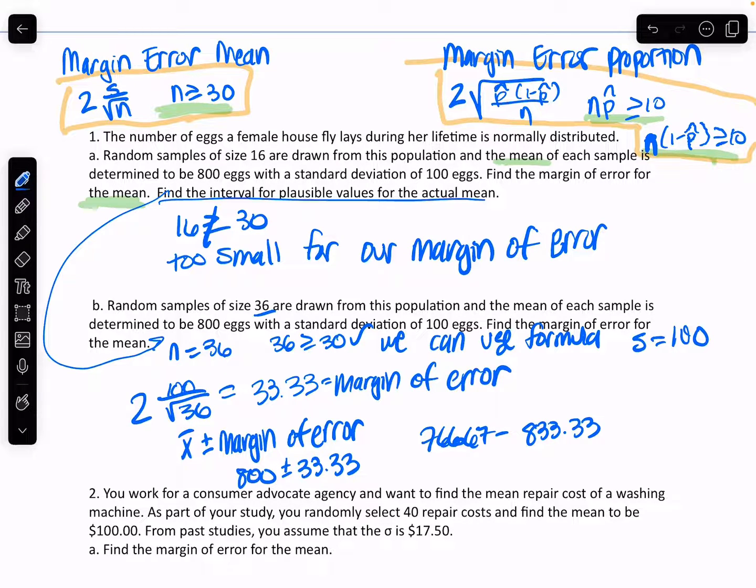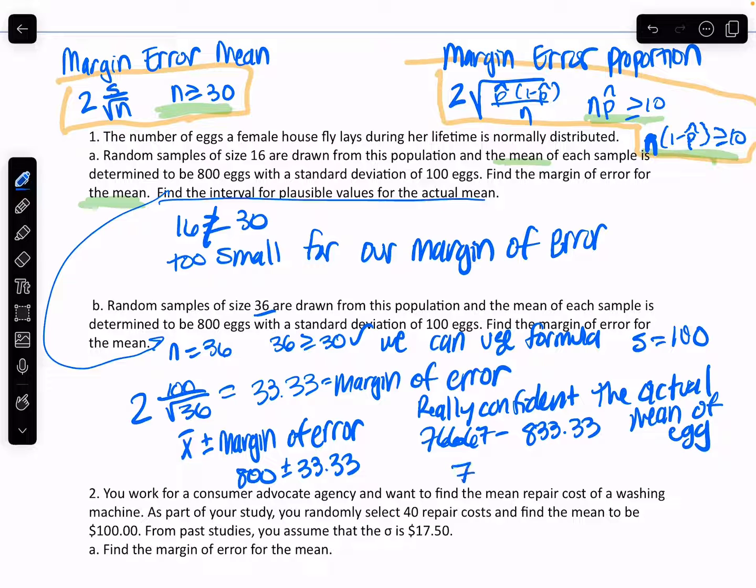What these numbers are saying is that we are really confident that the actual mean of eggs that a fly lays during their life is somewhere between 766.67 and 833.33. Since you can't have a portion of an egg, you could say that we're going from 767 to 833 eggs. So we're really confident that our actual mean for the population lies between those two numbers.